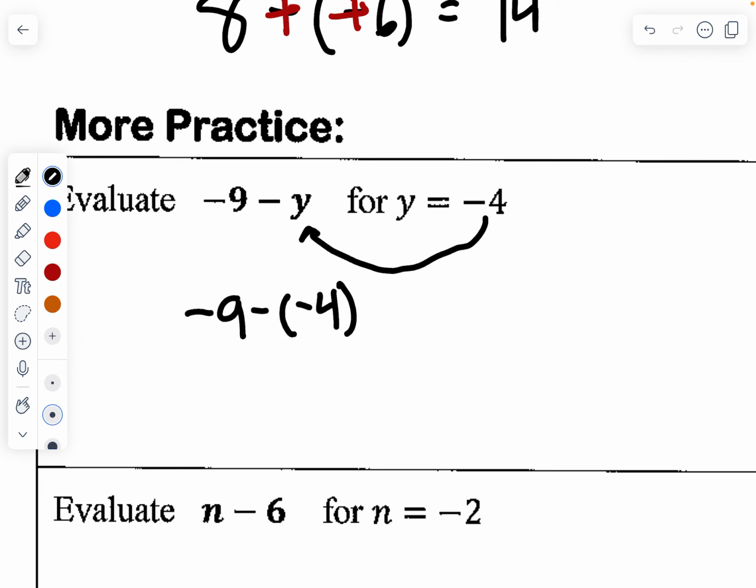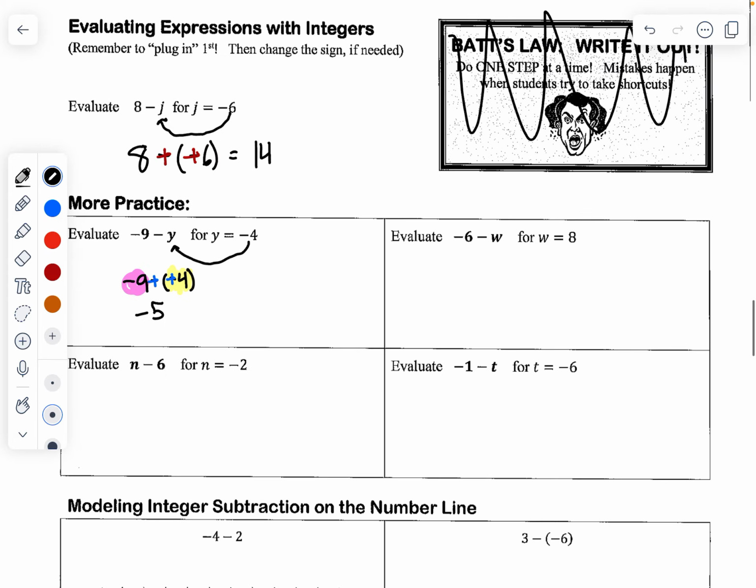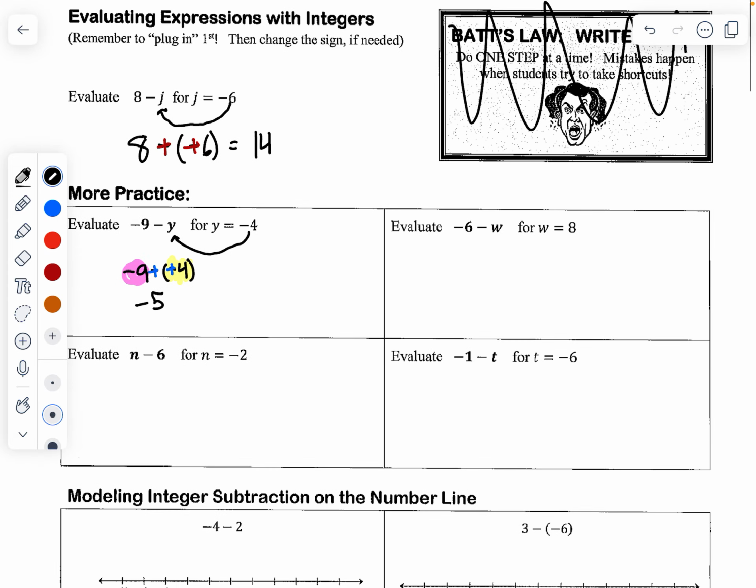Do our additive inverse, and now we have two different signs, opposite signs. We have negative 9, and we have a positive 4, which means subtract them. You get a 5, and the 9 is further from 0, so it is a negative. Go ahead and take a minute, pause the video, and do these next three.